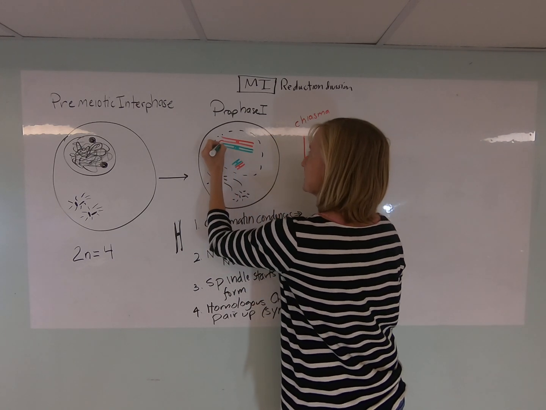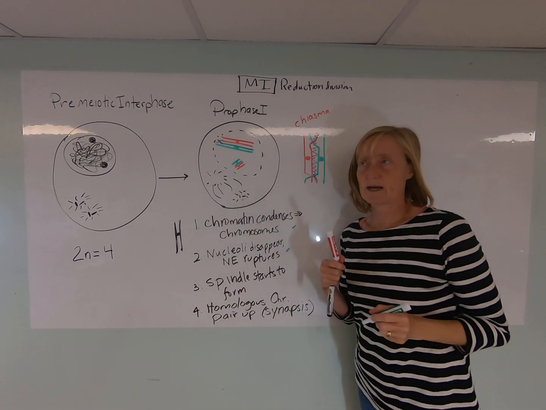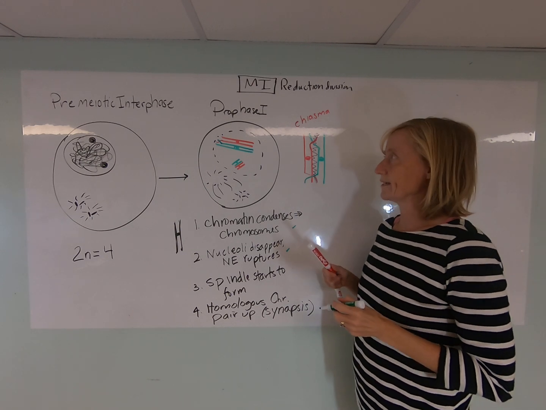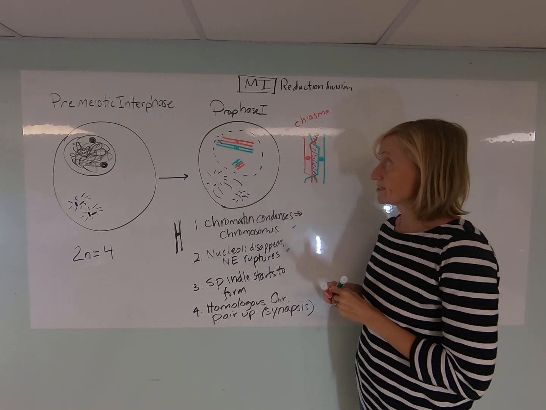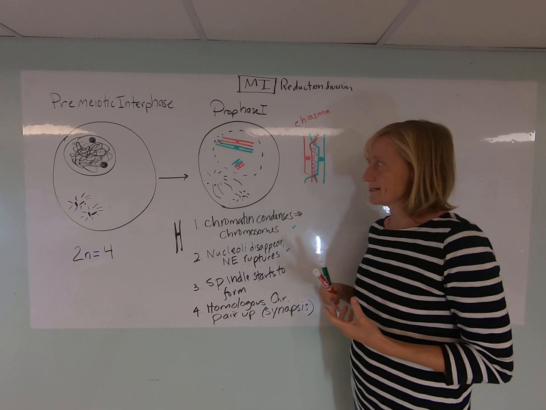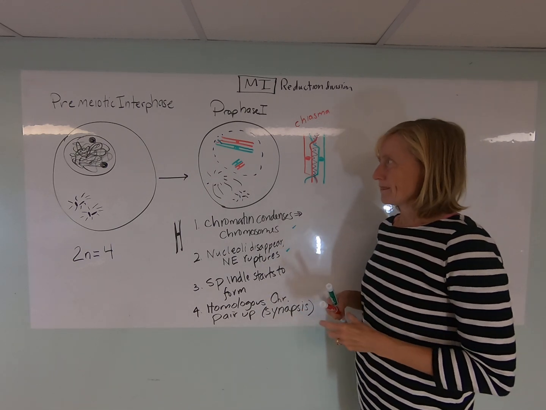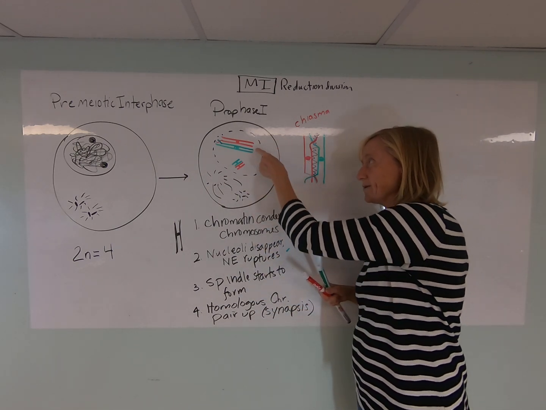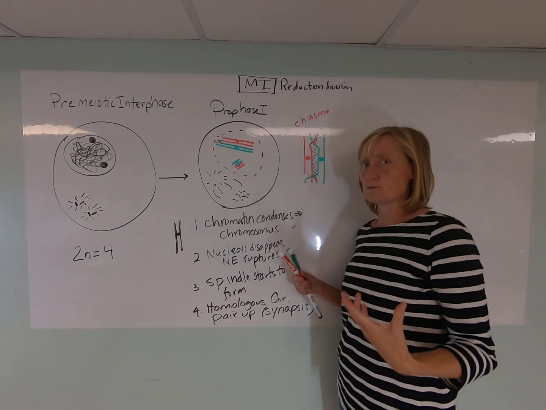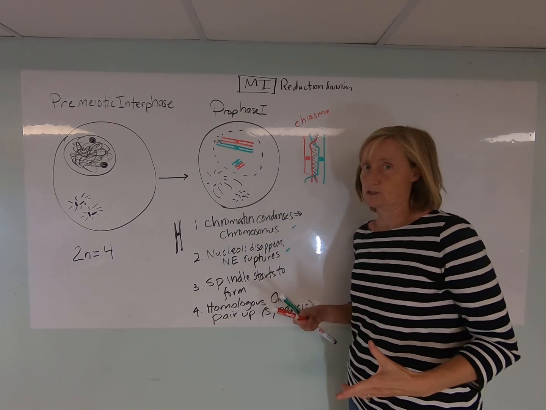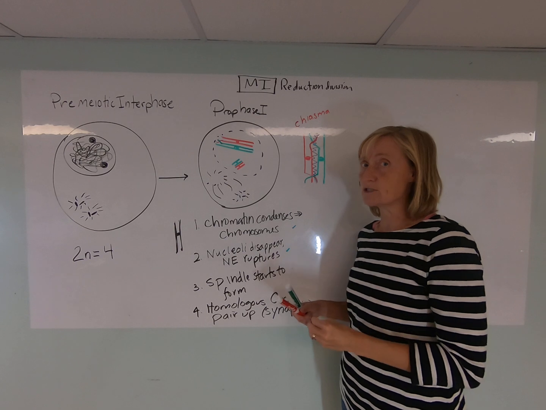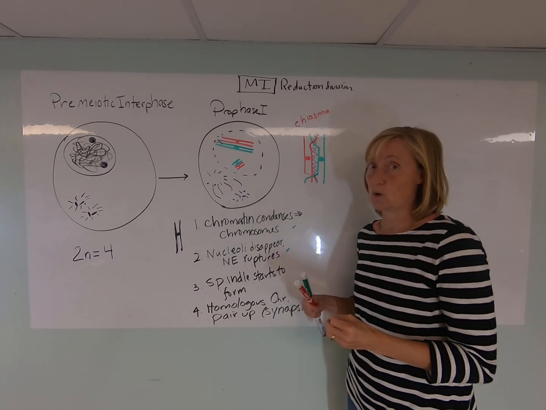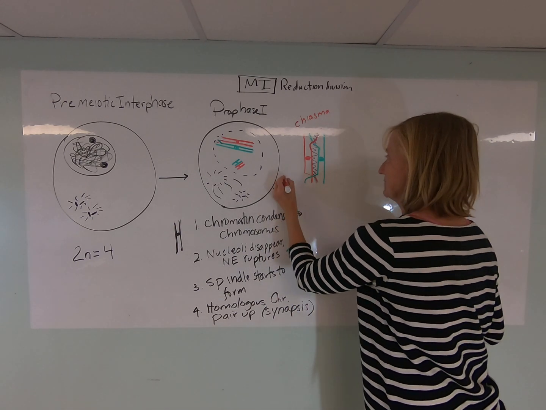I'm going to draw an example of a chiasmata forming there, a cross forming, and that's where genetic material is going to be swapped at some point during this process. Okay, this was a big step because we've never seen homologous chromosomes pair up before, not in mitosis. This only happens in meiosis, in prophase 1 of meiosis 1. All right, now we're moving on.